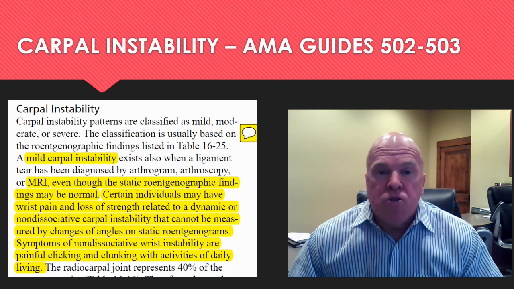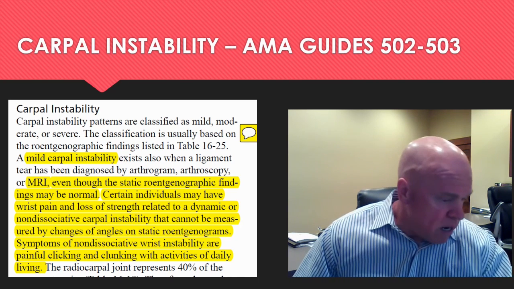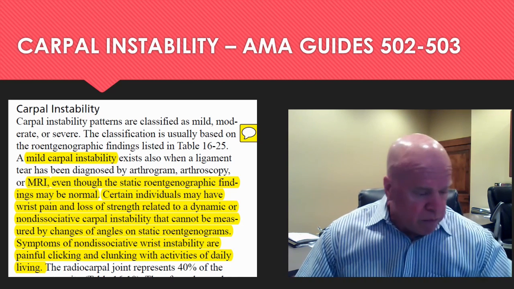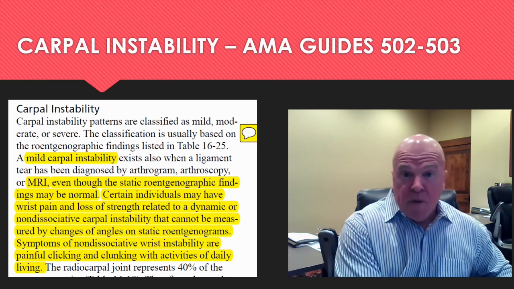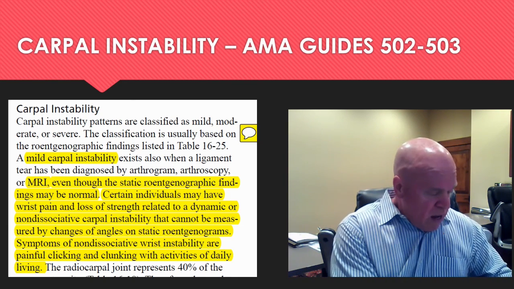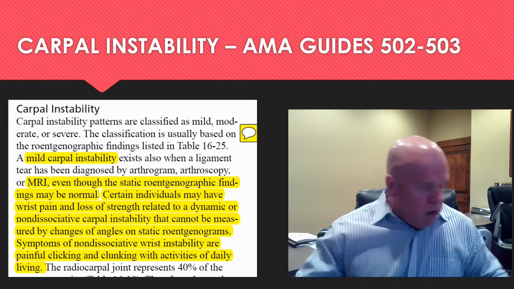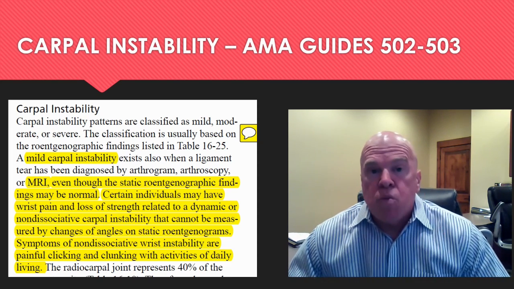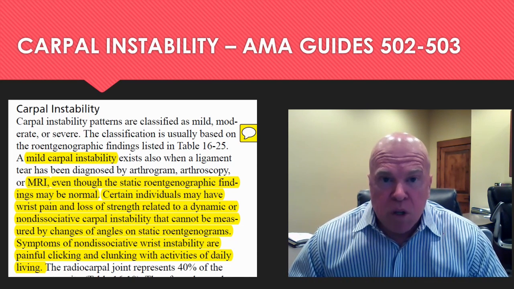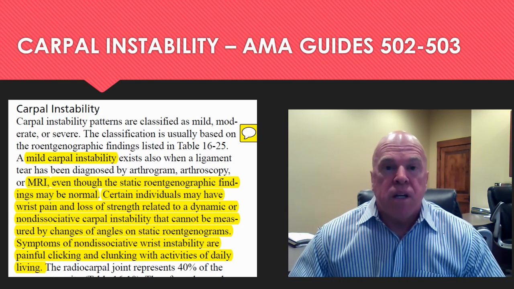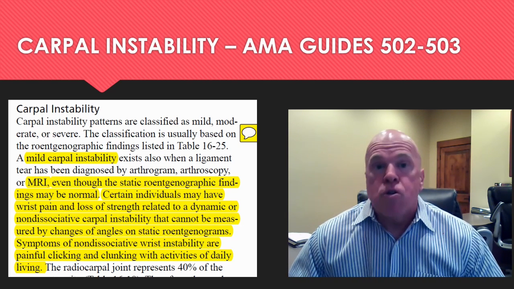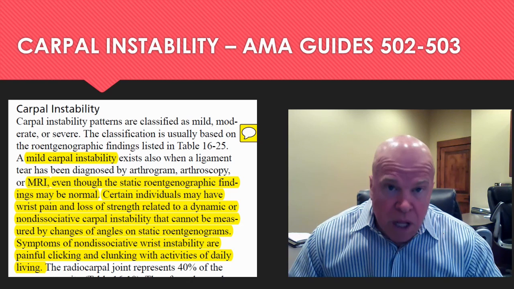Okay? So let's talk now about the difference between dissociative and non-dissociative carpal instability, and then we'll go into the physical examination maneuvers to distinguish between dissociative and non-dissociative carpal instabilities.